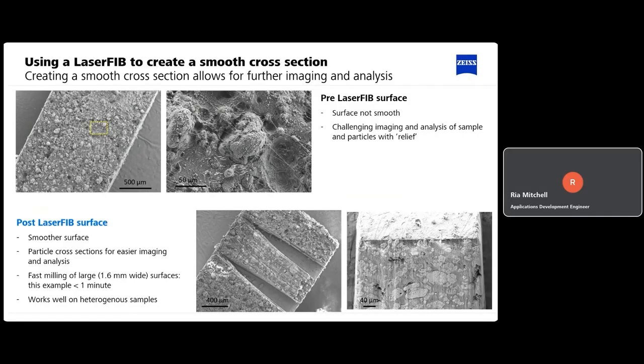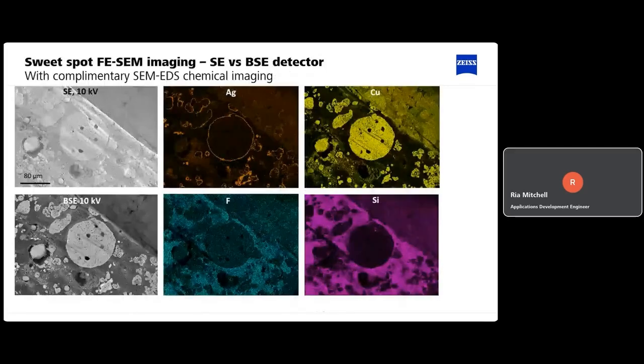It allows us to get a smooth surface for further imaging and analysis. It also works very well on heterogeneous samples. So these mixed materials where we have hard and soft materials, it allows us to cut through those very, very easily. So this is a great example of laser FIB working on unusual samples, let's say. Again, we can do things like SEM EDS, so we can look at the thickness of those silver coatings around the outside of the particles and understand the best detector to use for these imaging parameters. So backscattered mode gives us the best imaging and contrast for this particular sample.